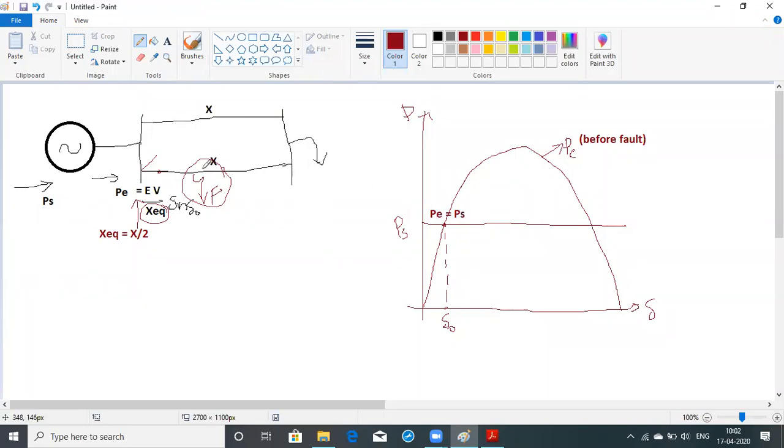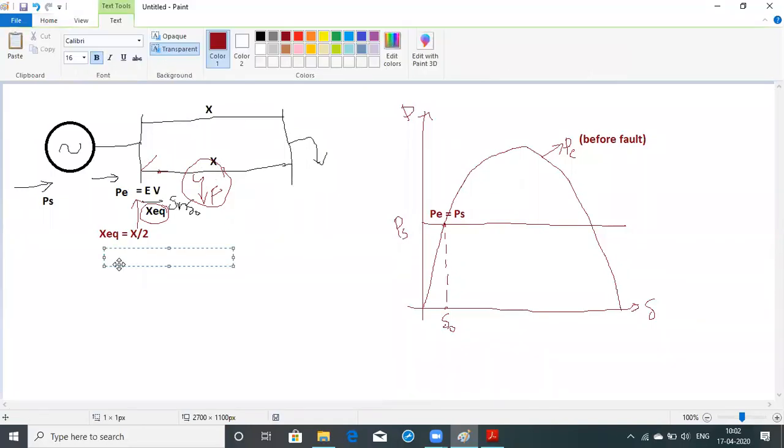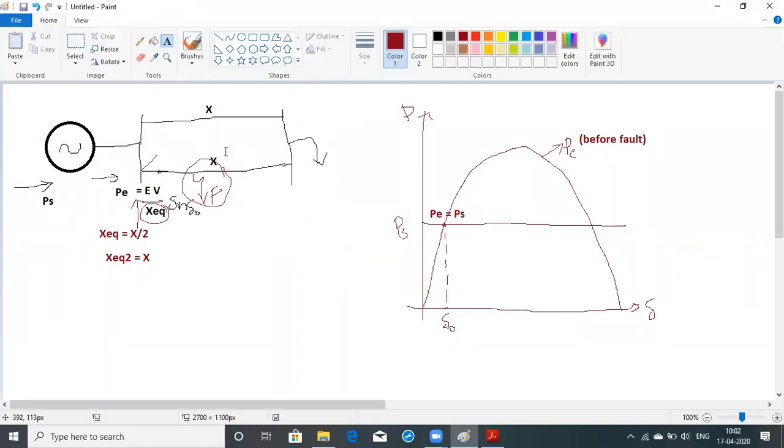Now a fault takes place on one of the transmission lines, that is line 2. Therefore the circuit breaker takes this transmission line out of the system. So when the circuit breaker takes this line out, what happens to the reactance? Now X equivalent, I'm going to write this as X equivalent 2, is nothing but only X, because we have only one transmission line left in the system. The transmission line reactance is only X. So that is this value of X.